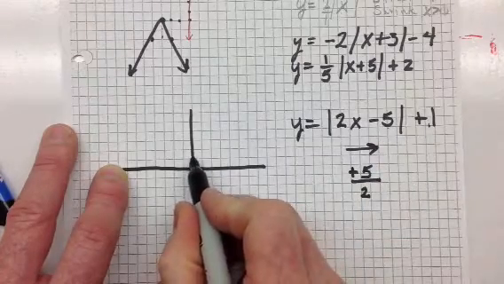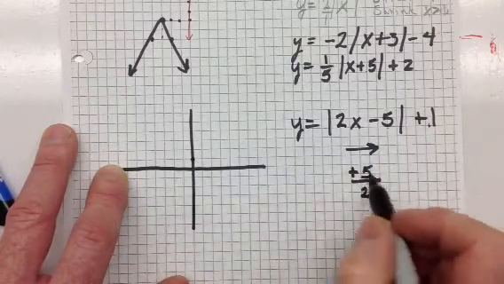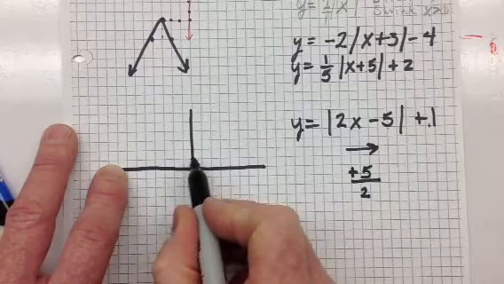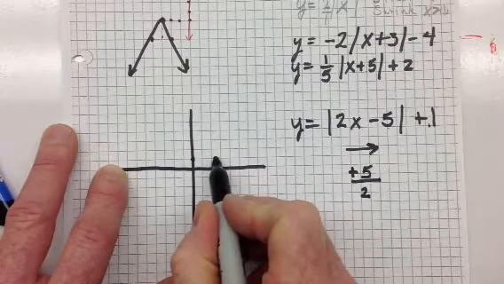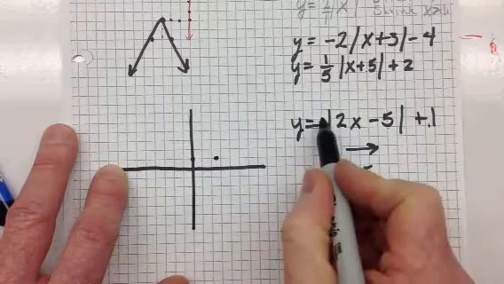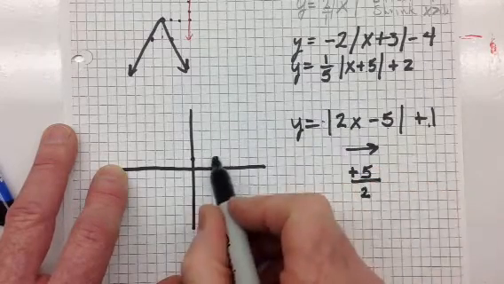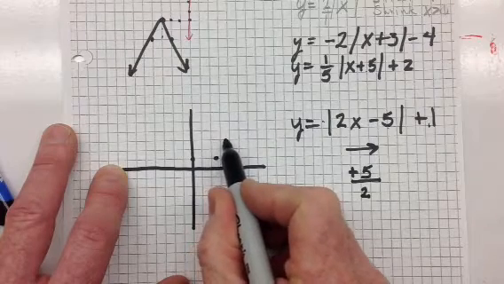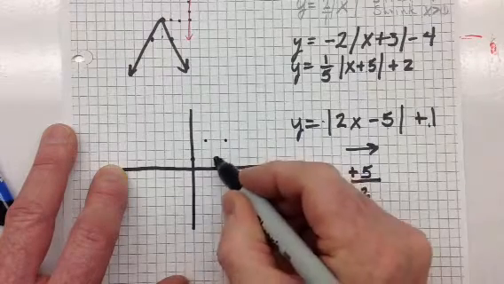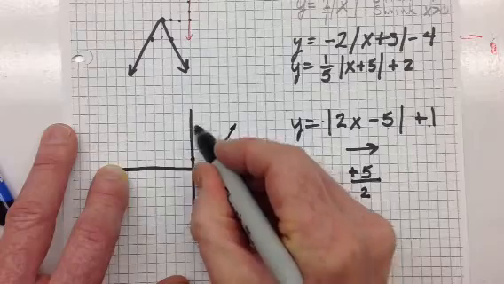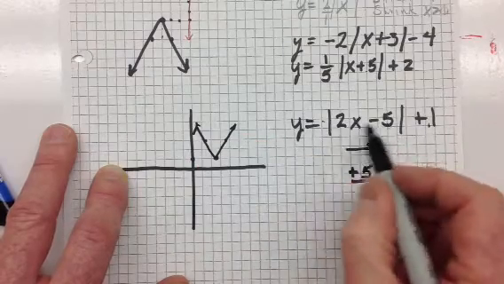So we shift up 1. Now that 5 halves is 2.5, so we would shift to the right 2.5 right there. There's my vertex. My value in front of the x times this value will determine my slope. So we are still going to go up 2 over 1, up 2 over 1, and we'll have a steeper slope like that. So this is the only one that's tricky, is when both of those numbers are in there.